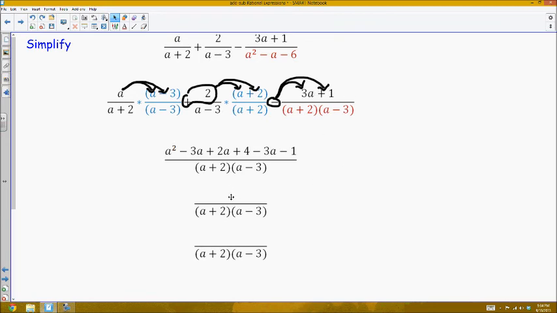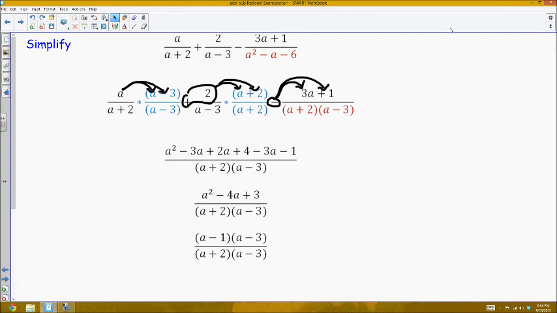Then I'll combine my like terms, which will give me this expression. And this is where I'm going to check to factor. So I'm going to check to factor my numerator here. I'm going to look for terms which multiply to positive 3 and add to negative 4. So negative 1 and negative 3 will do that for me. So I'll have an a minus 1 times a minus 3.